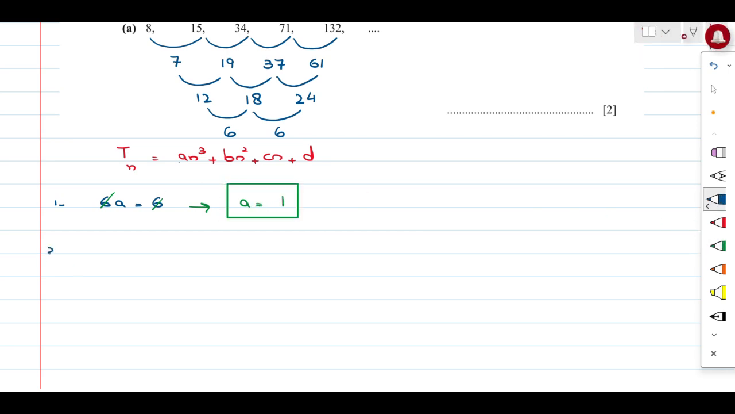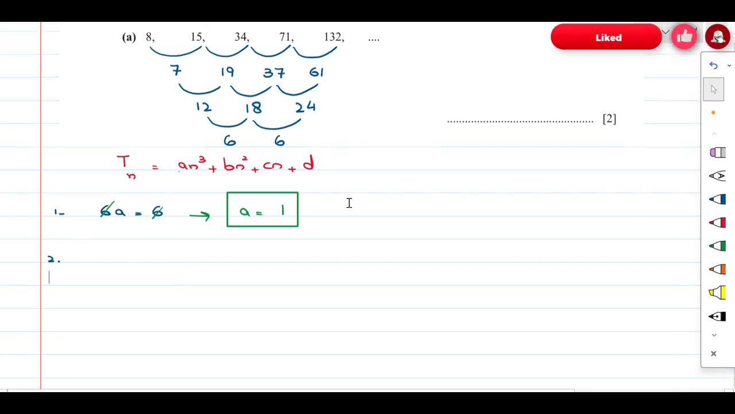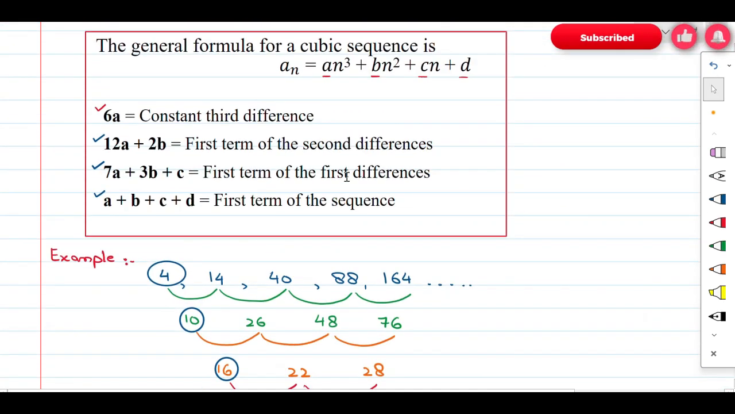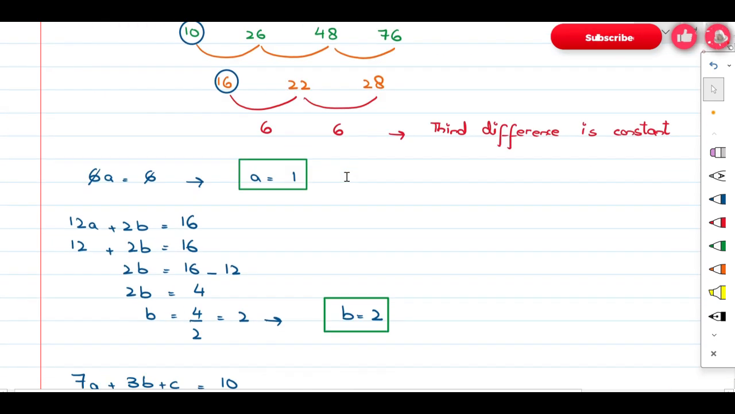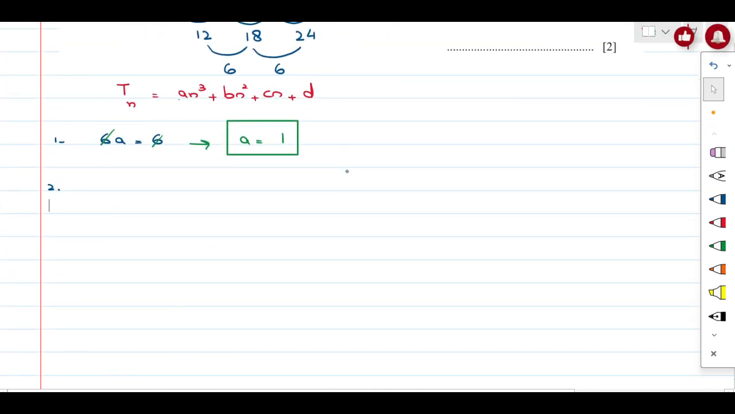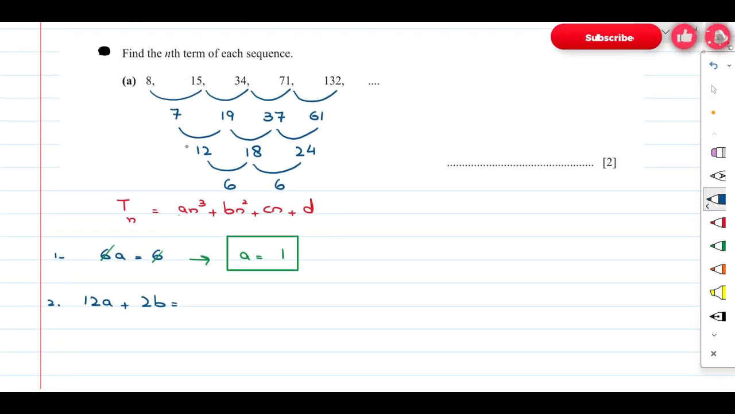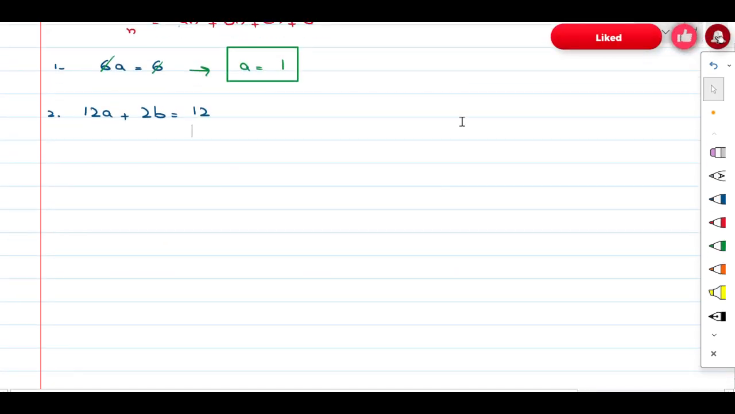Okay. Second equation, to get the b value: 12a plus 2b is the first term of the second difference. This is my second difference and the first term is 12. All right. Put your a value here. So 12 times 1 plus 2b equals 12.